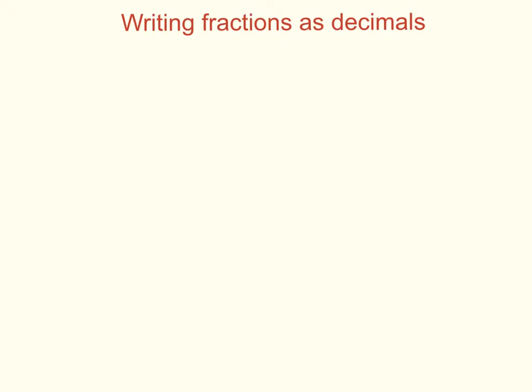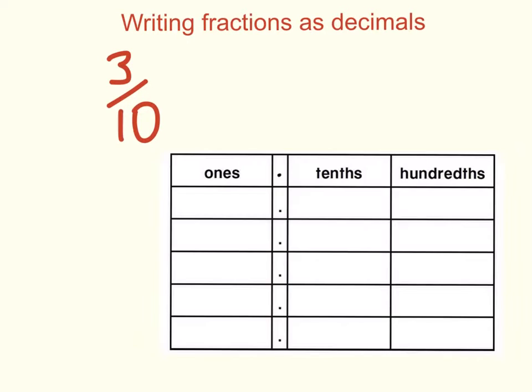Let's start with the fraction 3/10. Alright, I have 3/10. Now the first thing I should do is think about what this would look like on a place value chart. Well, here's my place value chart, and you can see I have my ones place value, my decimal, tenths, and hundredths, THS at the end. So 3/10 would be like this. I would have 3 in the tenths. So how would I write that as a decimal?